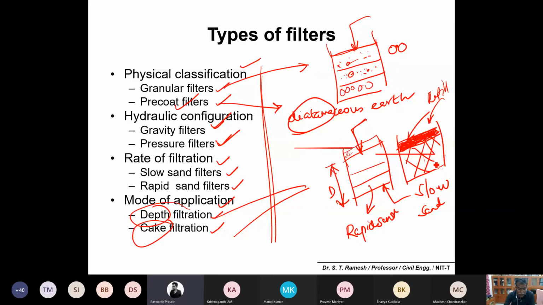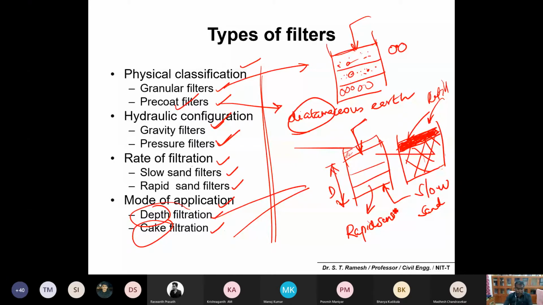Okay, granular and pre-coat. Please make a difference: granular means different stratified layers of sand, while pre-coat is by diatomaceous earth. Based on hydraulic configuration, gravity by simple action, or pressure filter or vacuum filter. Depending upon the rate of filtration or loading rate, you can classify slow sand filter and rapid sand filter. And by mode of operation, depth and cake filtration. In depth filtration, the removal of microflocs may happen throughout the entire depth of the filter. During the course of time, because of pore blockage, the efficiency of the filter will come down, and you have to clean the filter by simple backwashing.